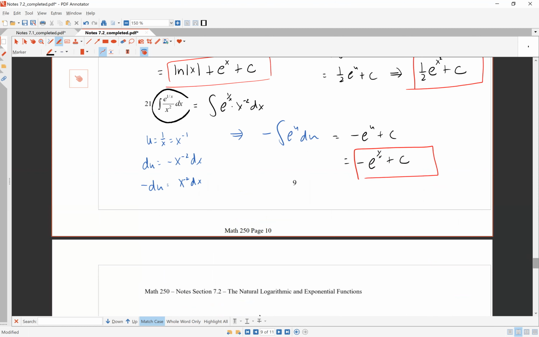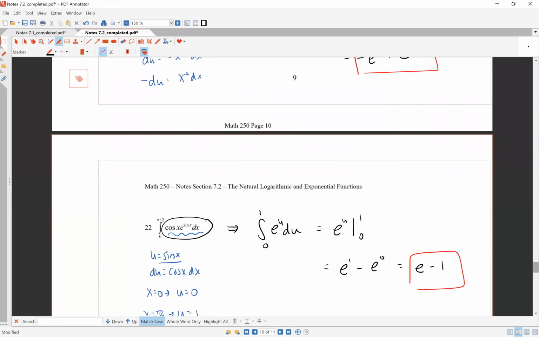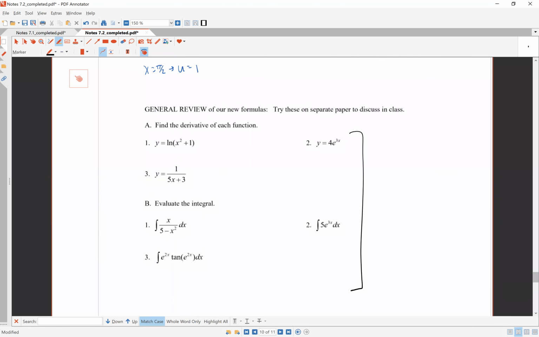I definitely would review this kind of stuff before calc. You'll probably have an opportunity in calc too, but I think these integrals are a little bit hard for the final. But these derivatives I think are reasonable. Like right here, what's the derivative of log of x squared plus 1? Well, y equals 1 over 5 plus 3x, that's just from the earlier part in the course. I think this derivative is reasonable, and taking the derivative of 4e to the 3x is reasonable, and the integral of 5e to the 3x is reasonable.